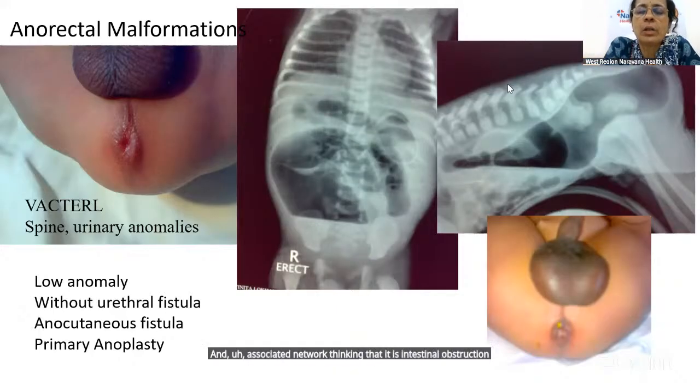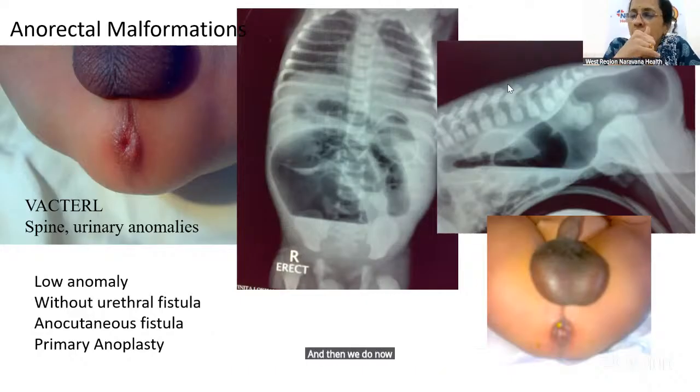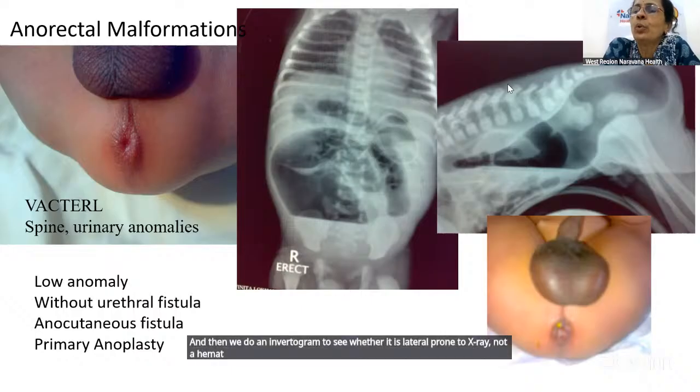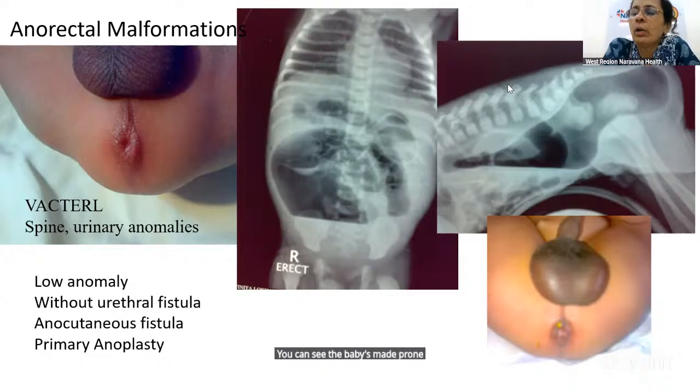You can see a big sigmoid level, and then we do an invertogram to see whether it is a lateral prone shoot-through X-ray, not an invertogram, a lateral prone shoot-through X-ray. You can see the baby is made prone on a big cotton roll, and you can see the air going very, very distally, very close to the neoanal site.